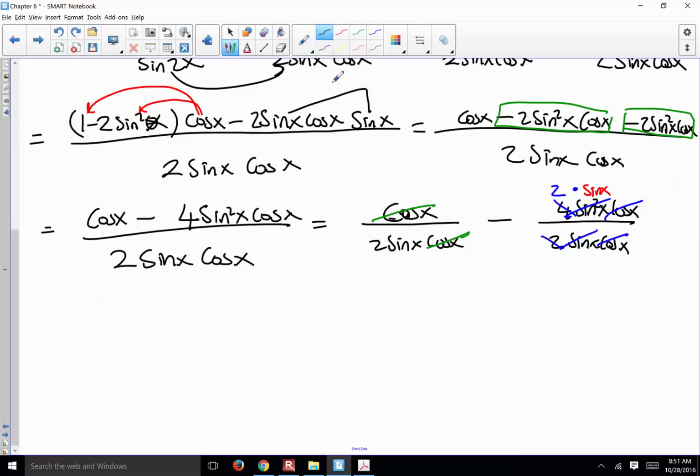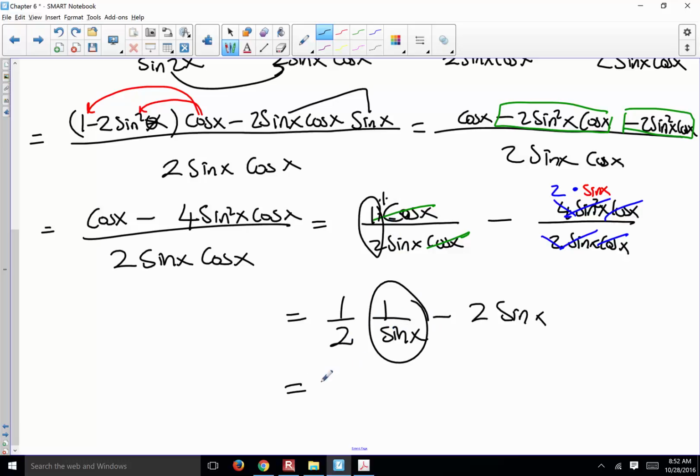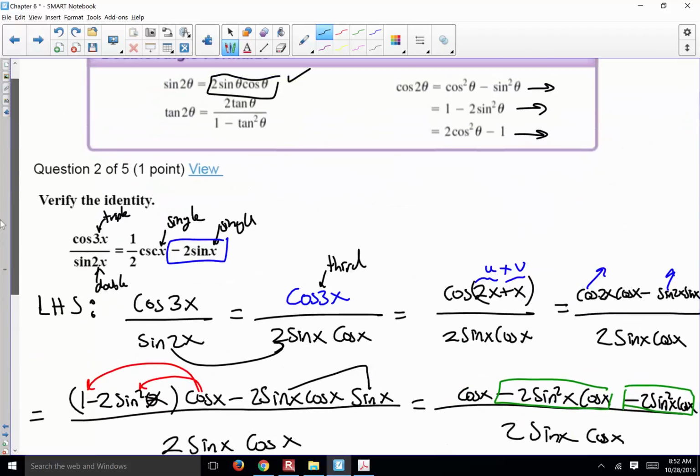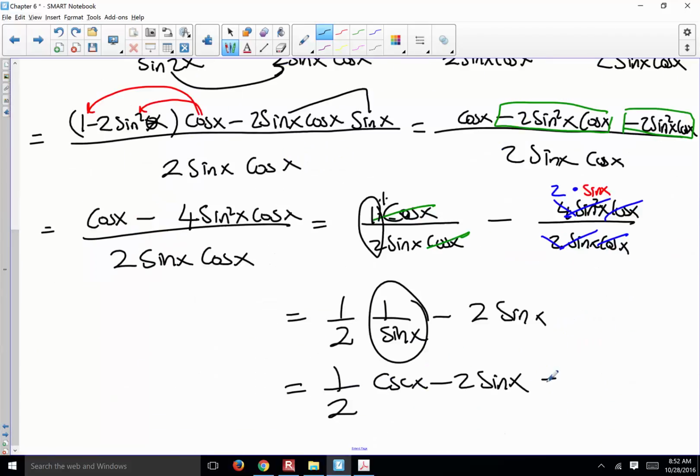And can I separate 1 over 2 and 1 over sine x minus 2 sine x, right? I just separate 1 and I pull another 1 from here and couple it with sine. What is 1 over sine? Is it a match? Yes. This is the right hand side. The question is over. Identity verified.